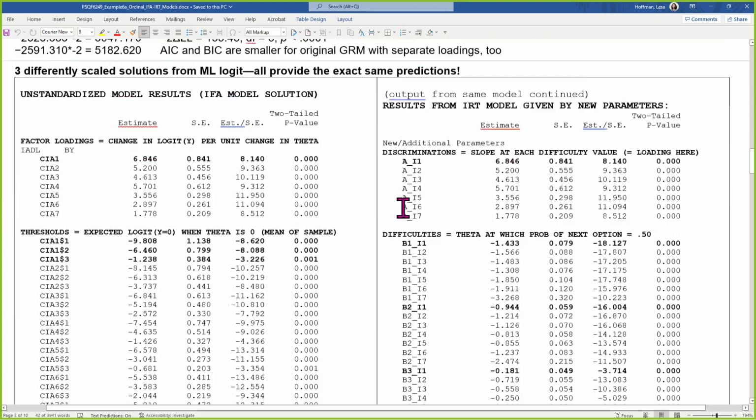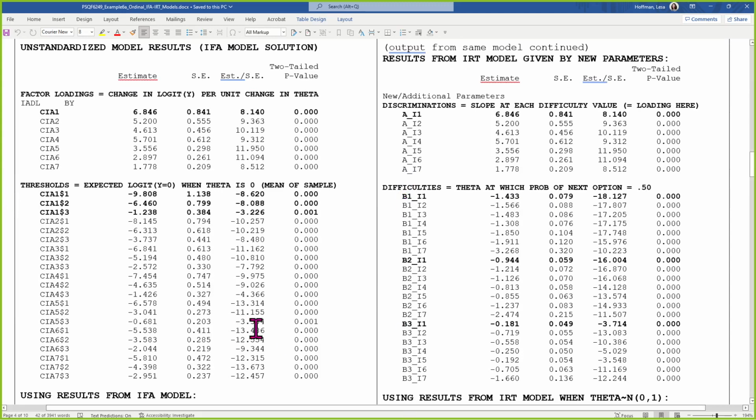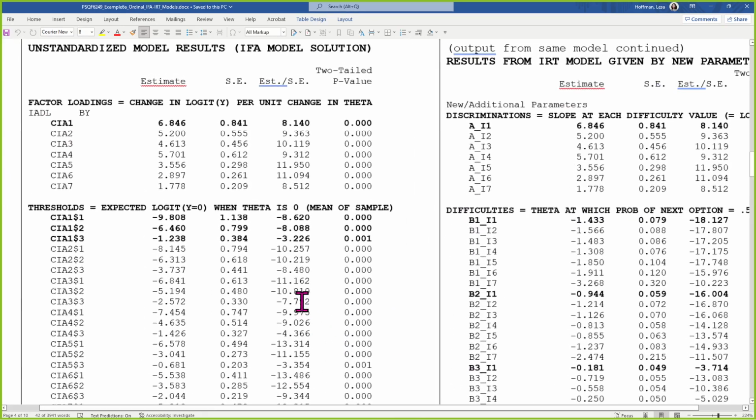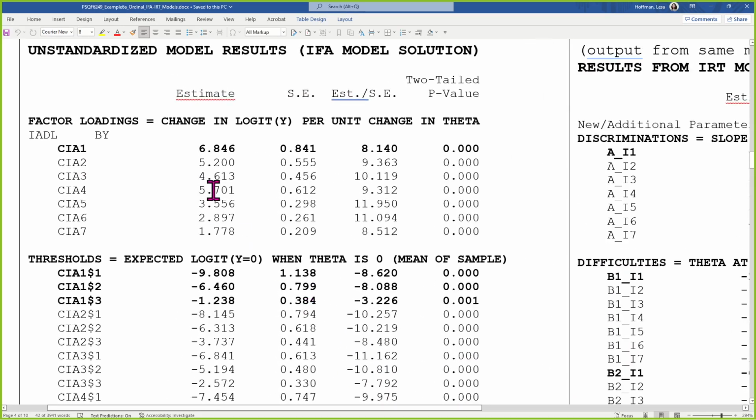So here are the results. Let's do this side first, left side. So we're in logits, and this is the IFA parameterization that we get directly, which means we have factor loadings and thresholds.